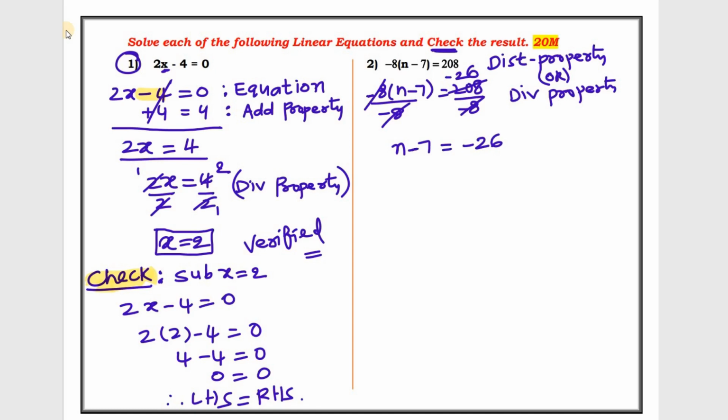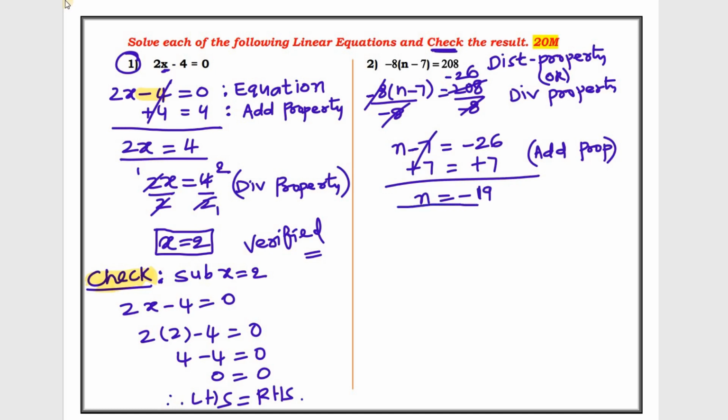Again I have to apply one more property. So the undo operation of negative is addition. So add 7 on both sides. So I have used addition property. So it cancels out. n is equal to minus 26 plus 7, which is minus 19. So the negative sign is for 26, right? Let's check.